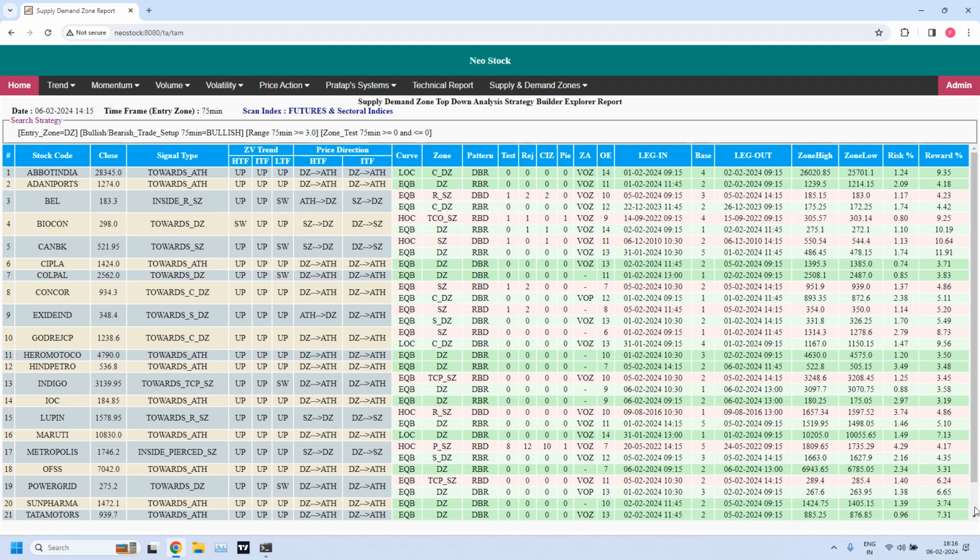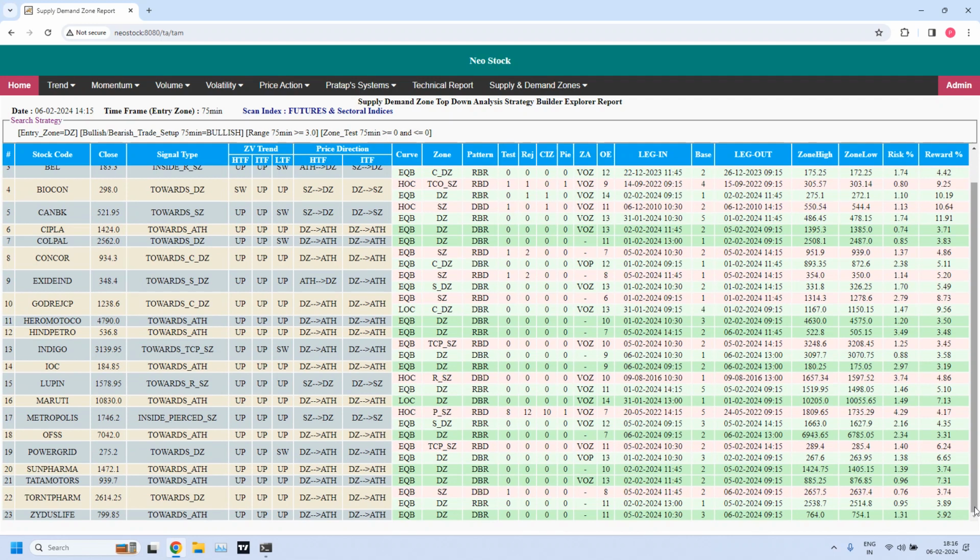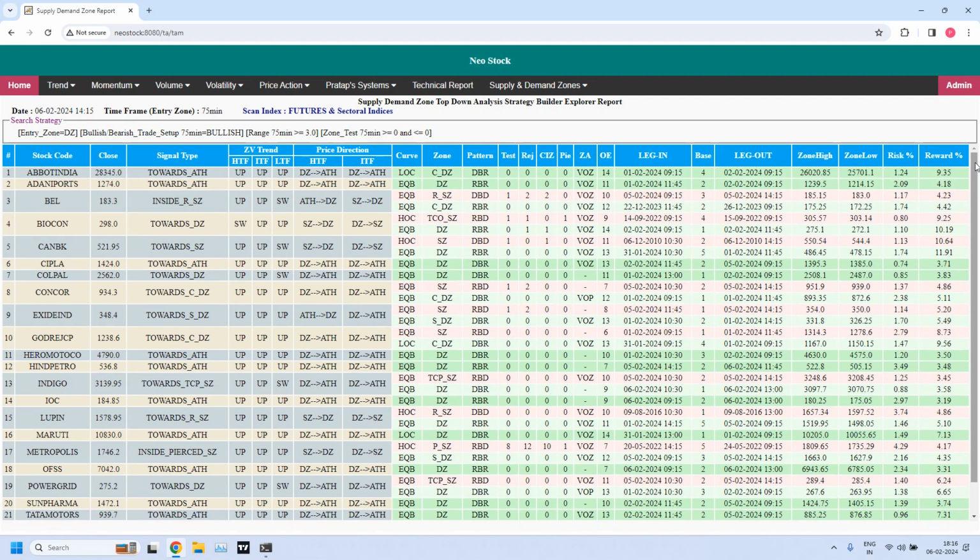See, now the list from 50 stocks has come down to 23 stocks. Still, 23 is a big number. So far, what is the condition? All zones should be tested, fresh zones.